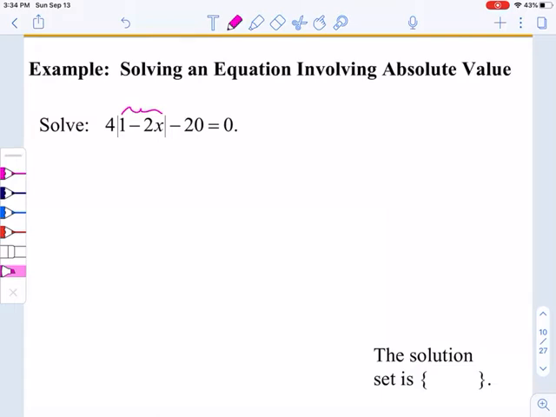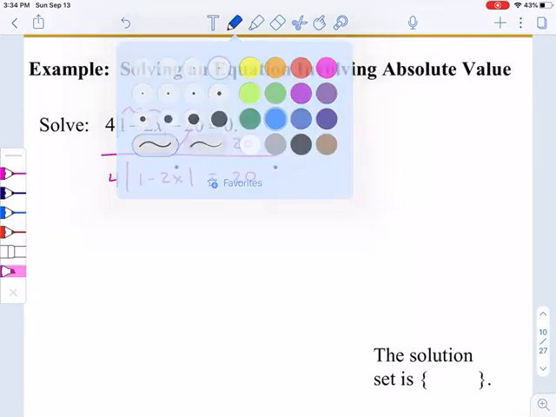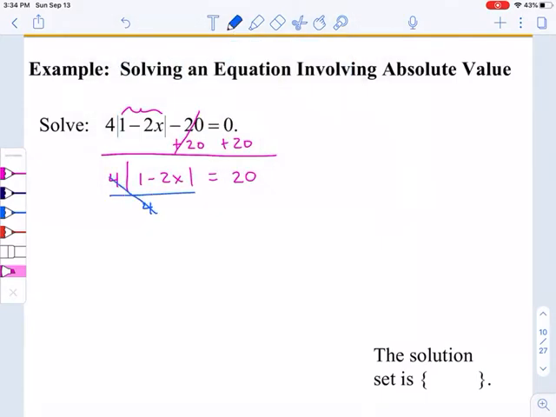Well, just like any equation, you undo the addition or subtraction part before you undo a multiplication or division. So in this case, we're going to start by getting rid of that minus 20 by adding 20 to both sides of the equal sign. We're left with 4 times the absolute value of 1 minus 2x is equal to 20. And then I still need to get rid of that 4 before I can break my absolute value into my two problems, my one positive, one negative. So we can do that by dividing both sides by 4.